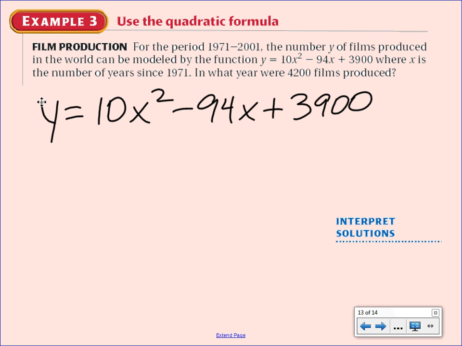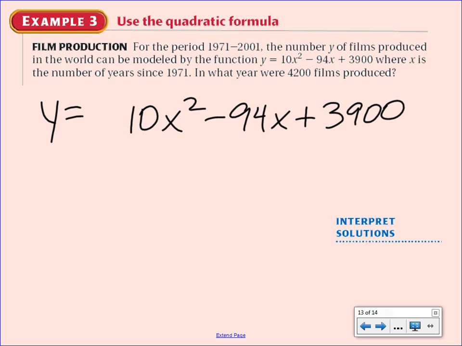Read the problem. We want to know when the number of films is equal to 4,200. I want to know when the result is 4,200. What does that tell you? Y is 4,200. So instead of having y, we're going to fill it in with 4,200.